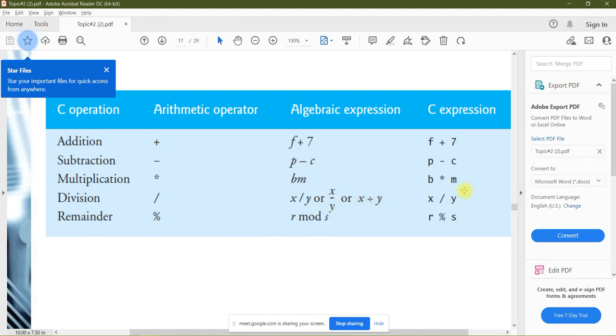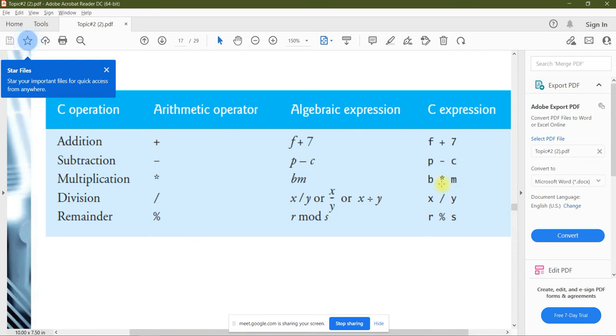So, in division, the symbol that C uses is the slanting special character, the slash. And for modulo or remainder, in an algebraic expression, in your books, it is represented as mod. But in the C expression, they use the percent special character.